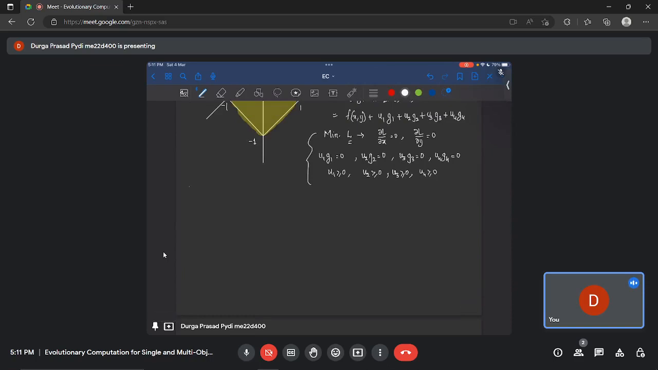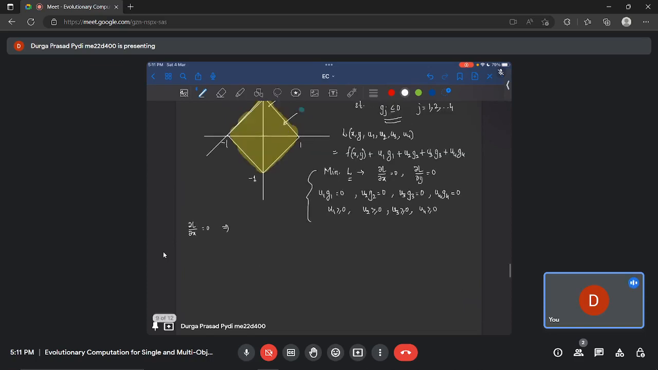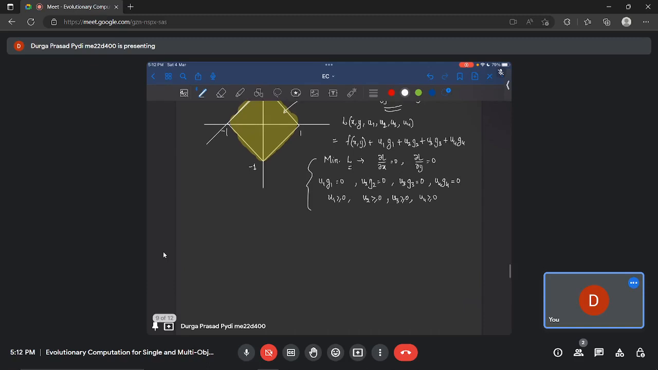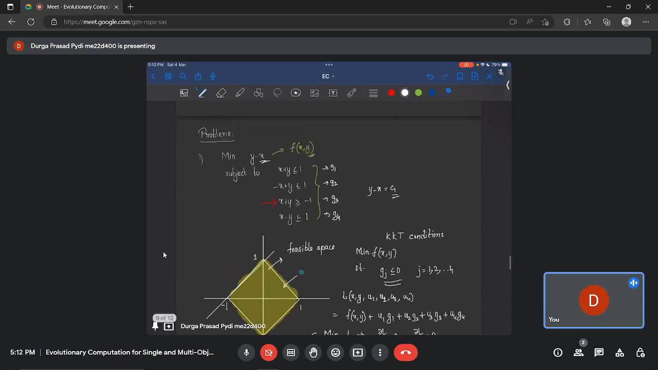So the first condition is del L by del X equal to 0. My f of xy is y minus x, so let me write down the original value of L here. My L is f of xy, y minus x, plus we have u1 times g1. G1 should be written in such a way that it is less than or equal to 0. As you can see here, g1 is x plus y less than or equal to 1.